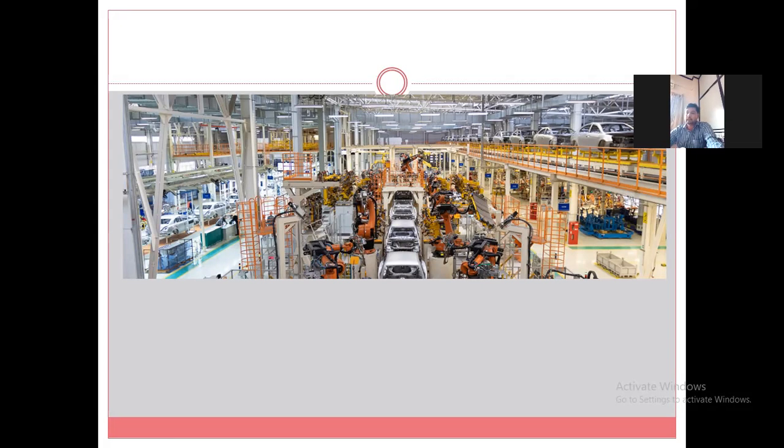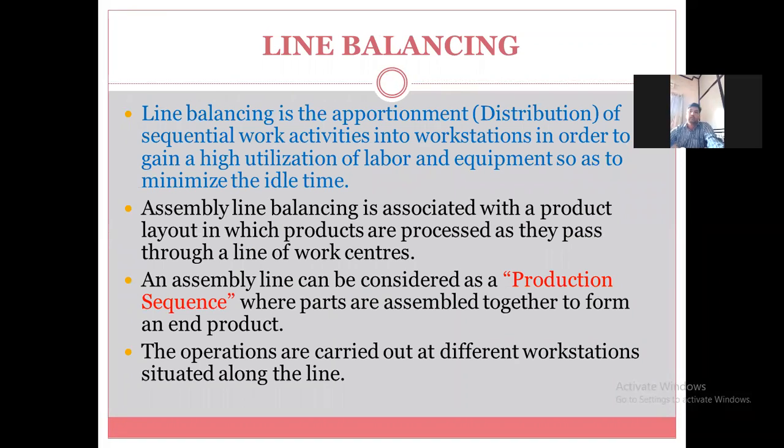And here also a similar kind of concept is used. So each task is assigned to particular robots, so that the time for production will get reduced. Line balancing is an apportionment or a distribution of sequential work activities into workstations in order to gain a high utilization of labor and equipment so as to minimize the idle time.